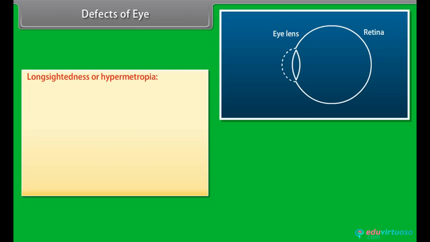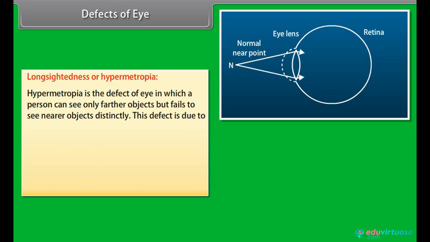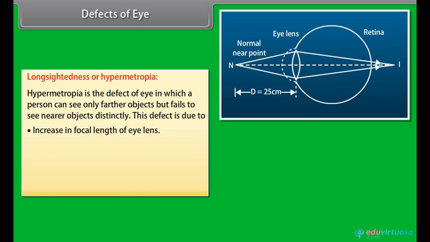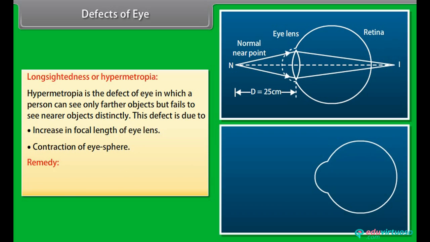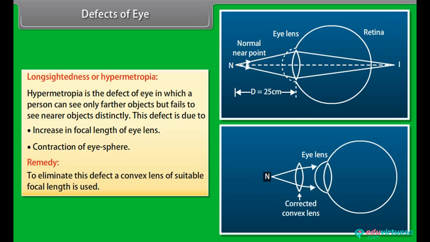Long-sightedness or hypermetropia. Hypermetropia is the defect of eye in which a person can see only farther objects but fails to see nearer objects distinctly. This defect is due to 1. Increase in focal length of eye lens. 2. Contraction of eye sphere. Remedy. To eliminate this defect, a convex lens of suitable focal length is used.